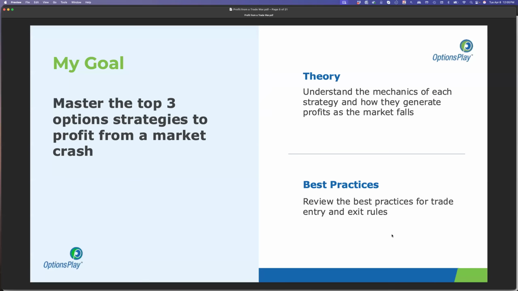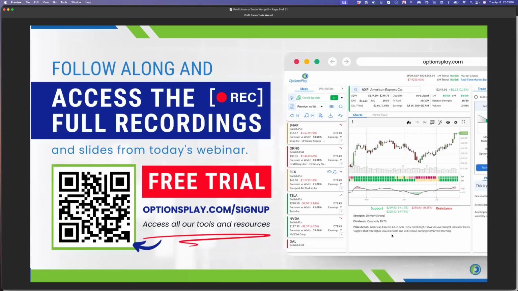But largely what I want to help you understand is how to master 3 of the option strategies to profit from a market crash, understand the mechanics of each one, and review the best practices for entry and exit for those specific strategies.